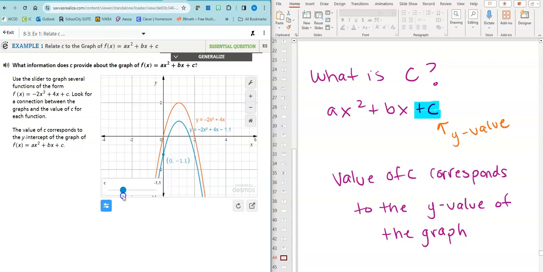But if you notice, look at where my point is on this diagram. It's not where the vertex is. It's not the vertex that's moving. It's our y-intercept. So when c is 0, then my y-intercept is 0. When c is 1, my y-intercept is 1. And same when I move it down. So over here, c is our y value, our y-intercept of the graph.